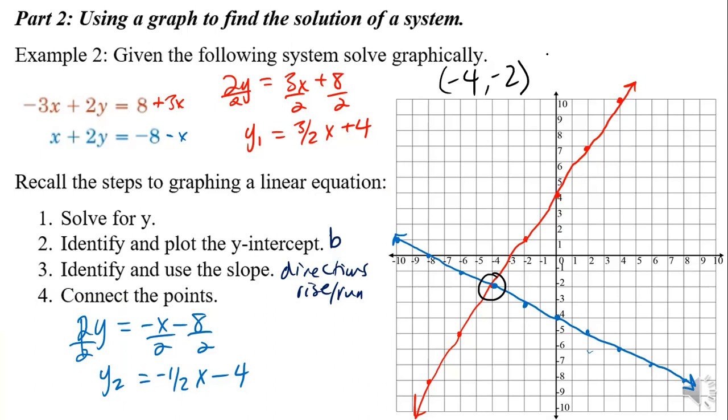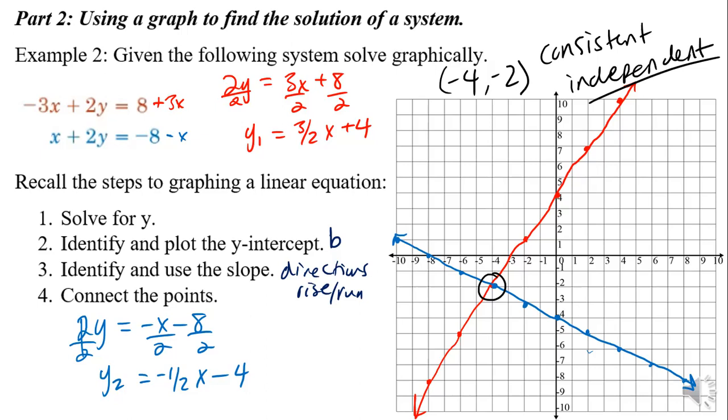Does that make sense? So this is consistent and independent. Okay. How do you feel about graphing linears and finding whether they intersect or not? Feel better now?